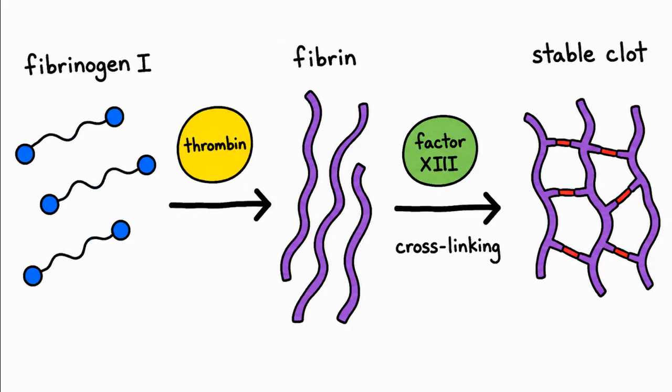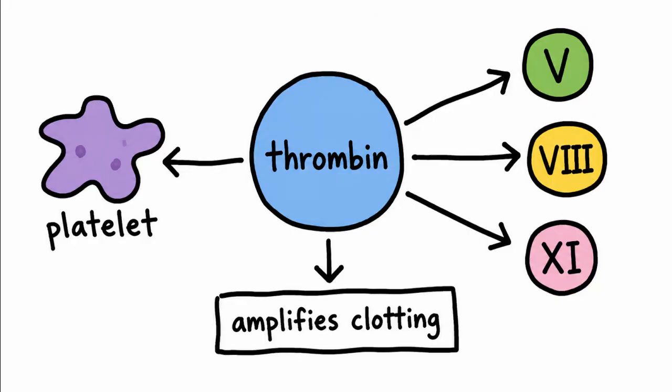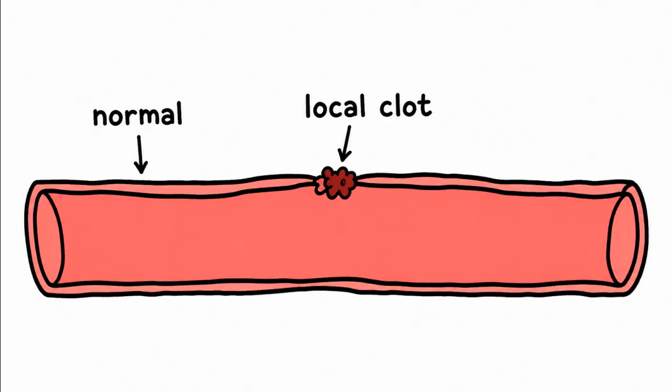Thrombin then converts fibrinogen, or factor 1, into fibrin, while factor 13 crosslinks the fibrin into stable clots. Thrombin also amplifies coagulation by activating platelets and factors 5, 8, and 11. In normal hemostasis, this reaction remains localized to an injured vessel.